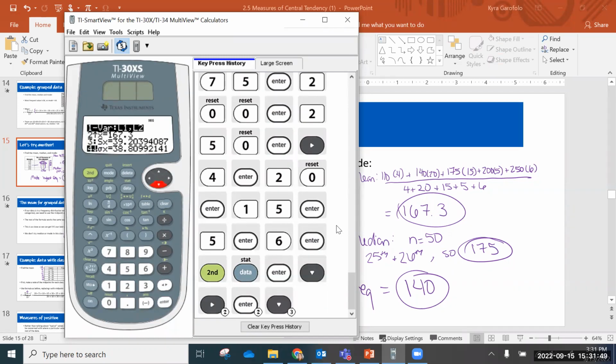The median is going to be down here too, as 175, which remember that's Q2. You could find your quartiles, you could find all kinds of stuff in this one variable stats. So definitely take advantage of your calculator, okay?